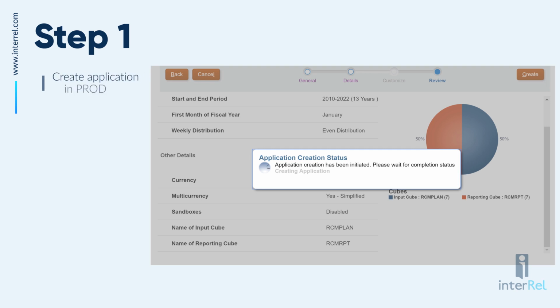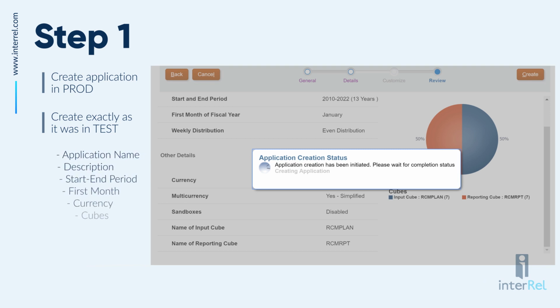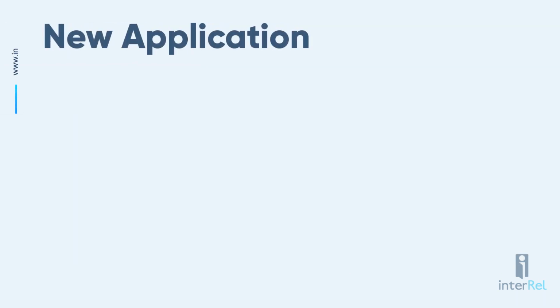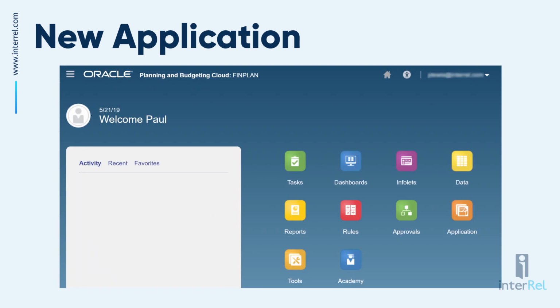Step one is to create our application in prod exactly the same as it was created in test. This is important. Any deviation from the way the application was created in test could cause issues when we try to import our framework changes later. Create the application in prod with the same application name, description, start-end period, first month, currency, and cube names. The new application is now ready for workforce and capital frameworks to be enabled with the additional custom dimension needed.